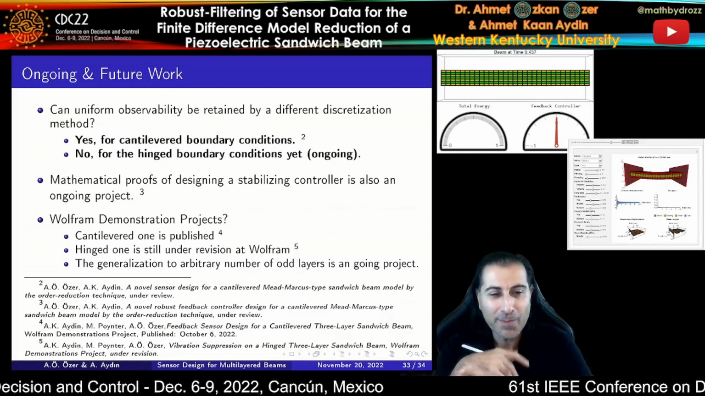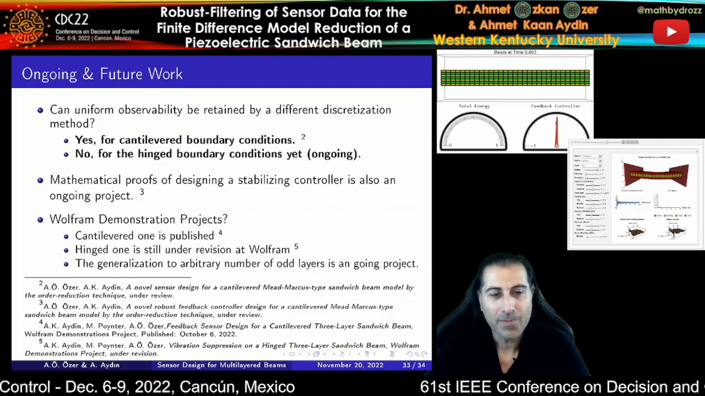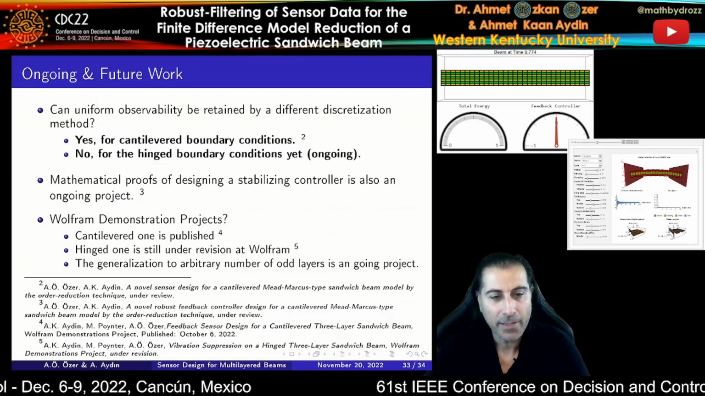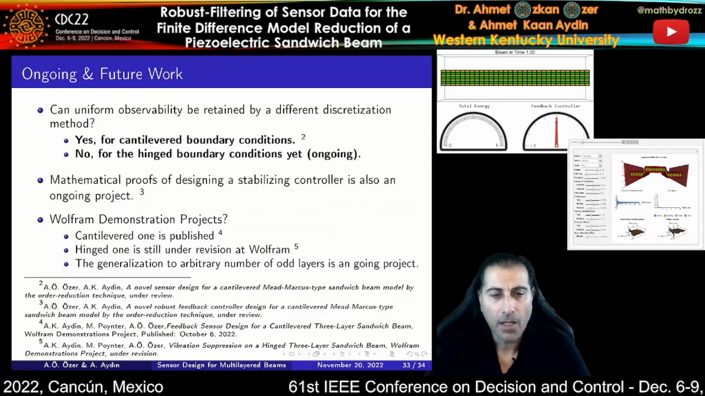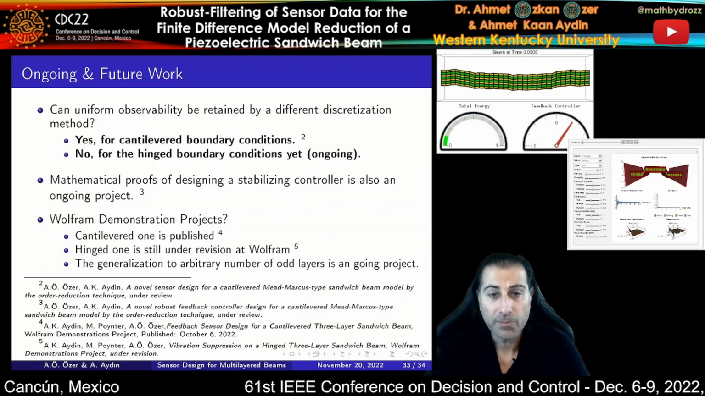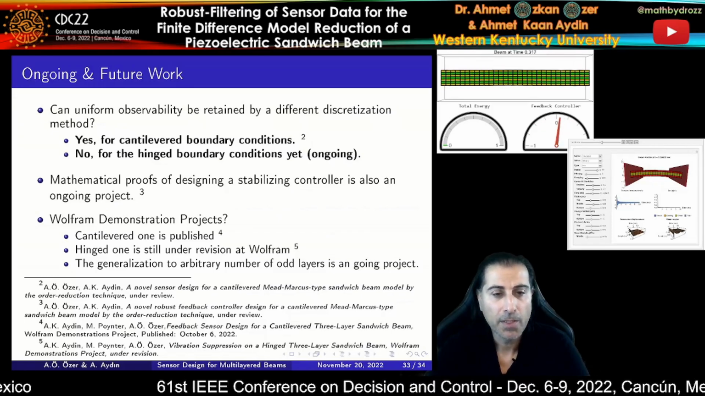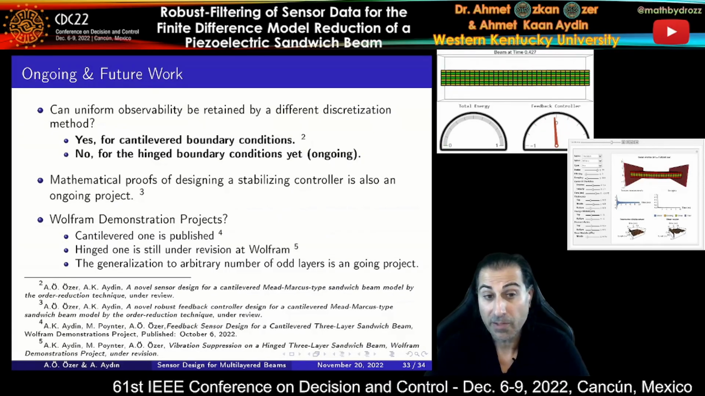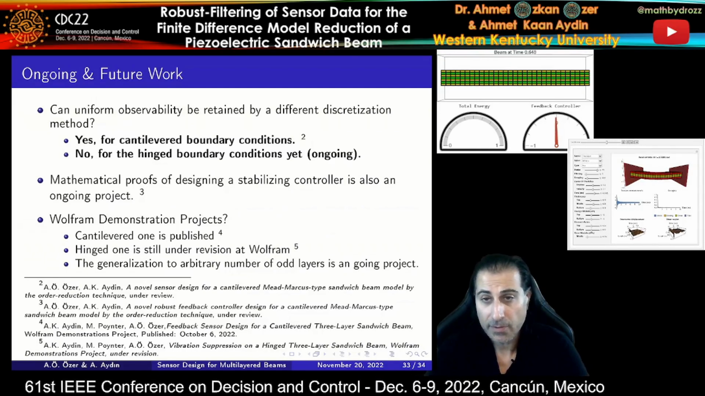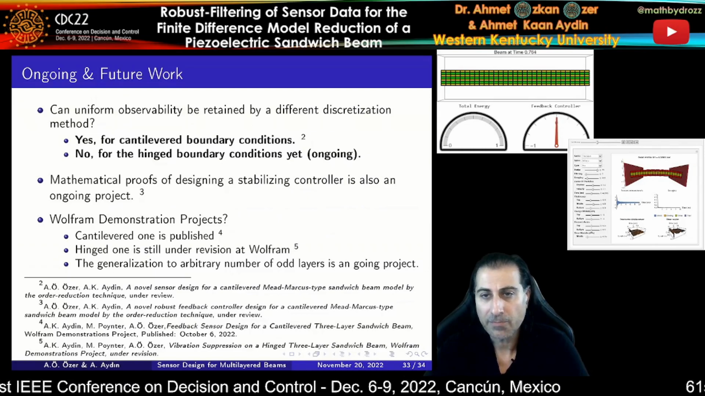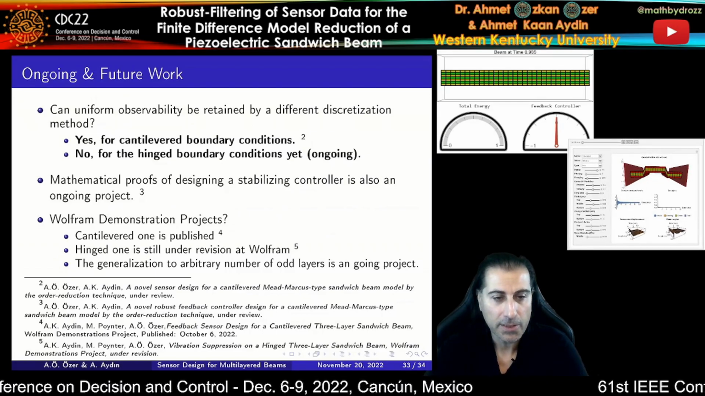And we have a lot of Wolfram demonstration projects going on with my undergraduate research team. They have one already published and another one in peer revision. And just for those interested, Wolfram peer revision takes long sometimes. Just be patient with them before they publish anything on their website. And the generalization to an arbitrary number of odd layers, in fact, this is the demonstration that you see, but that's not in its final form. That's not in publication form yet. We're still working on polishing that up.